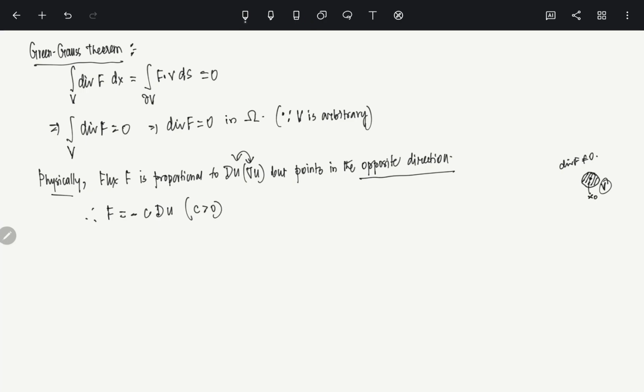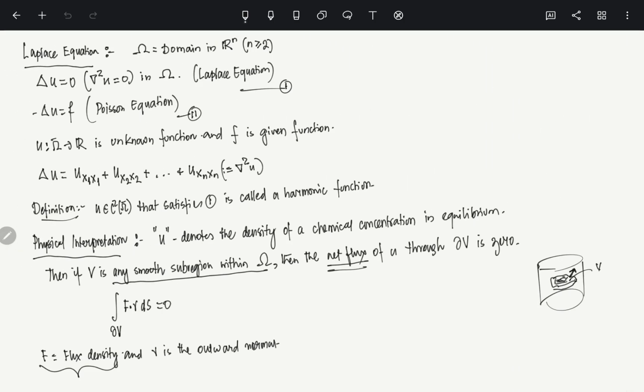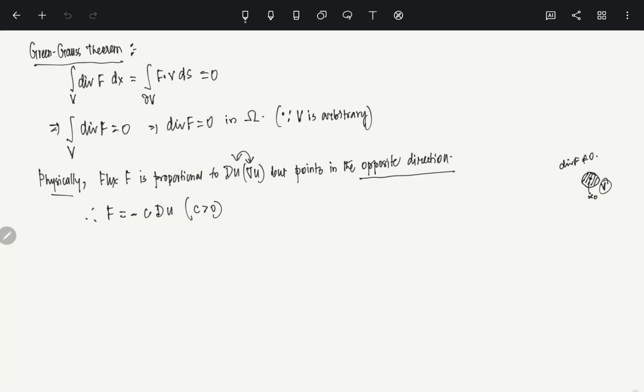Okay, the gradient of u is again what? u is the density, and the gradient of u is the change in the density. So the flux f should be proportional to that, but the change in the density is not from lower to higher concentration but from higher to lower, so we have a negative sign. Clear?